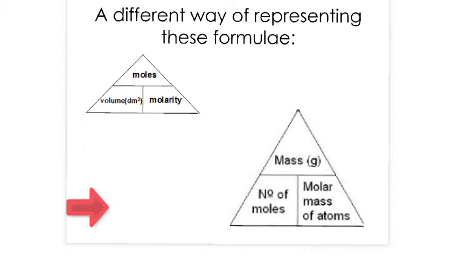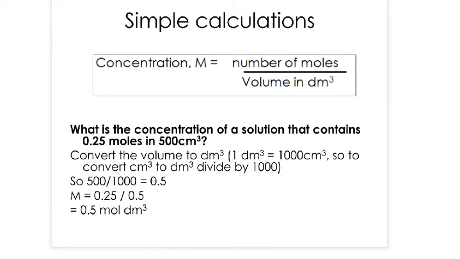So the most important thing you can do is probably to do some practice calculations. So we're going to start off with a very simple calculation, and we're going to use the equation that's here. The concentration M is number of moles divided by the volume in decimeters cubed. So in this question it's asking what is the concentration of a solution that contains 0.25 moles in 500 centimeters cubed.